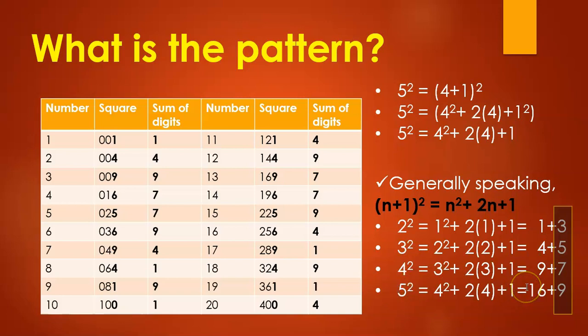All you have to do is take the square of the existing number and add the next odd number to it, and that gives you the square of the next natural number. Cool. So 6 squared is going to be 25 plus the next odd number, which is 11. 25 plus 11 is 36, and that is 6 squared. And so on and so forth.